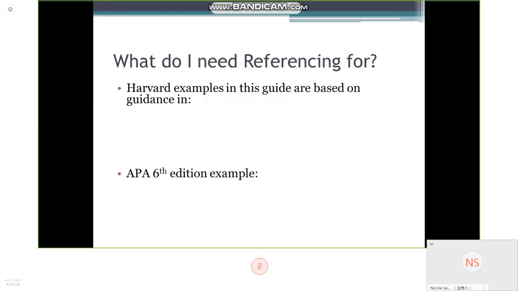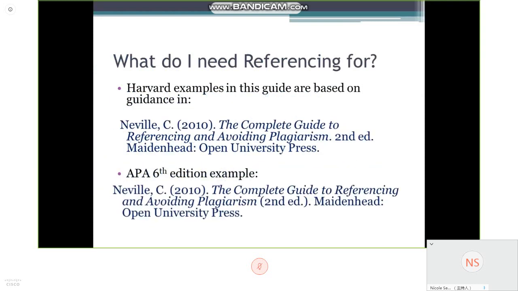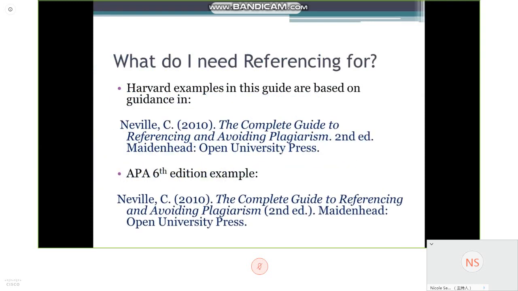So this particular PowerPoint gives you an idea of two different methods. Central College is using the APA 6th edition example. Now, if you compare these two references, they look similar, but there is a slight difference. Can anyone tell me what the difference is? And you can type it out. Can anyone tell me what's the difference between the Harvard reference and the APA 6th edition reference? There's something slightly different.